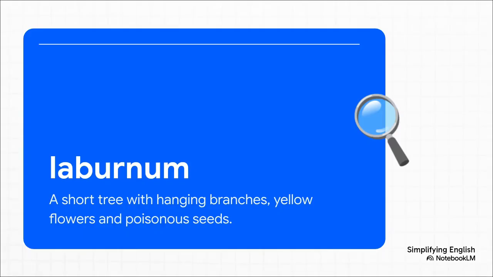To make sure we're all on the same page, let's look at our 2 main subjects. First, the laburnum. It's a short tree with hanging branches, yellow flowers, and, this is key, poisonous seeds. So there's a real element of danger disguised by beauty here. Second, the goldfinch, a small singing bird with striking yellow feathers. Catching the overlap already? Both feature this super prominent yellow color, which is going to be incredibly important.